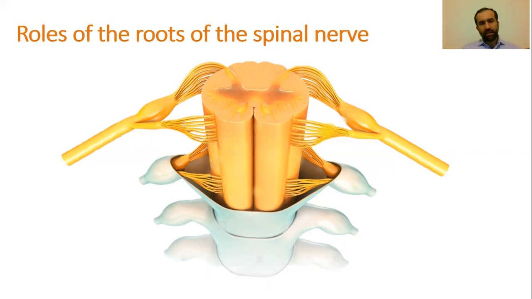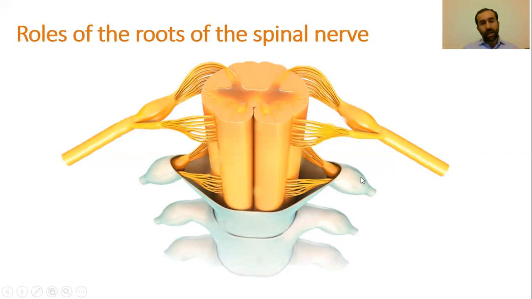But here I have the ventral root from this side and the dorsal root from this other side, and this is the spinal ganglion that we spoke about and which distinguishes for us the dorsal root of the spinal cord.